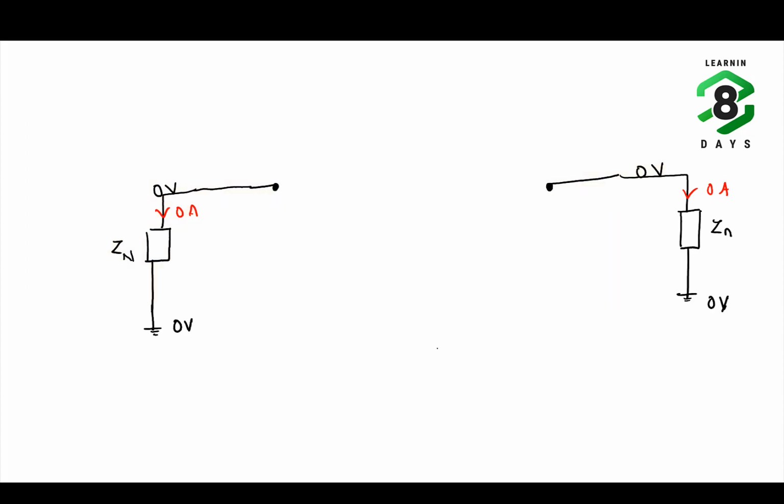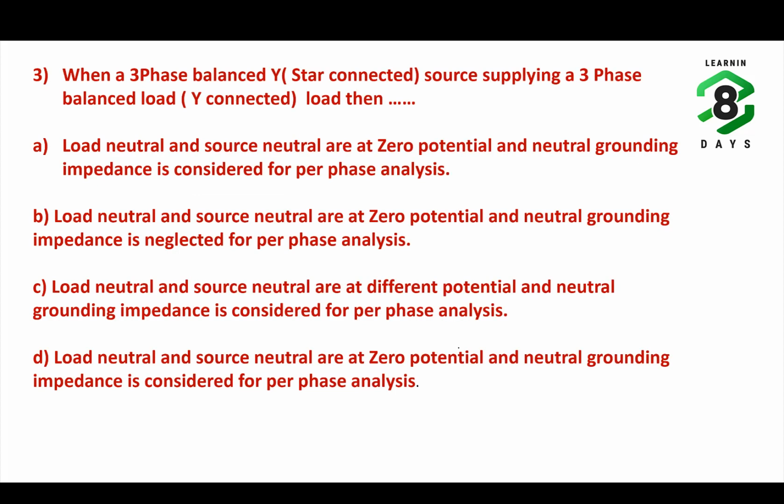So what is the option? In this case the option is: load neutral and source neutral are at zero potential and neutral is neglected in per phase analysis. So option B is the right option.